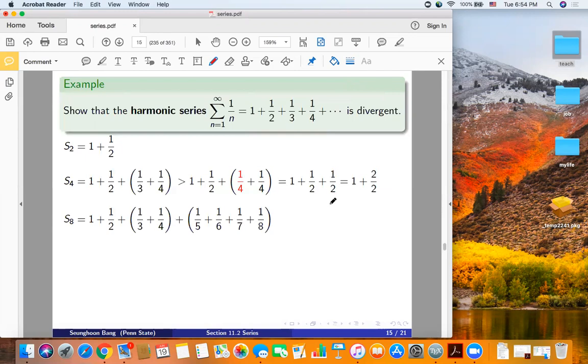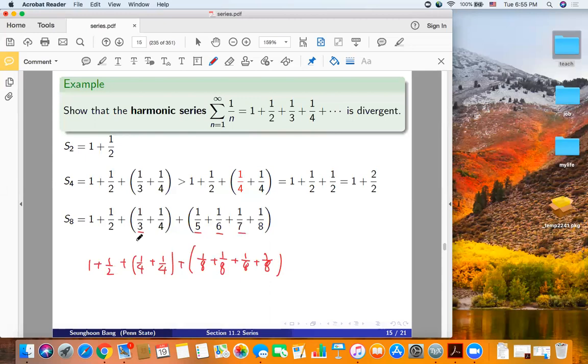So we can use the same idea. You can replace 1 plus 1 over 2: replace 1/3 by 1 over 4, replace 1 over 5 by 1 over 8, 1 over 6 by 1 over 8, 1 over 7 by 1 over 8, and 1 over 8. So what happens?